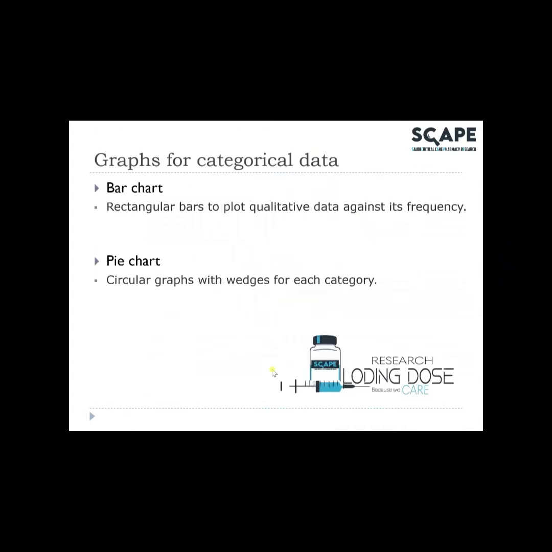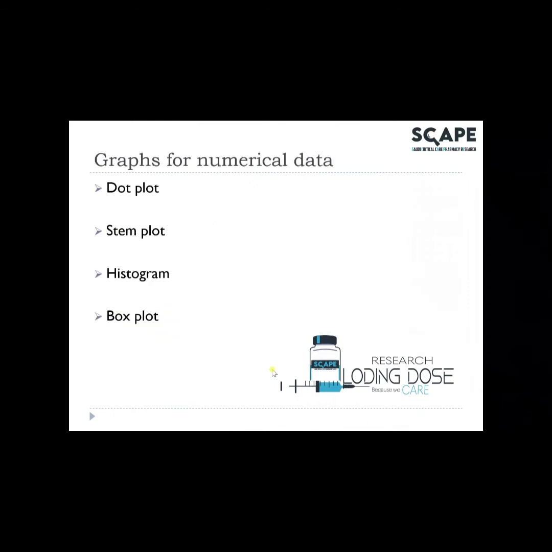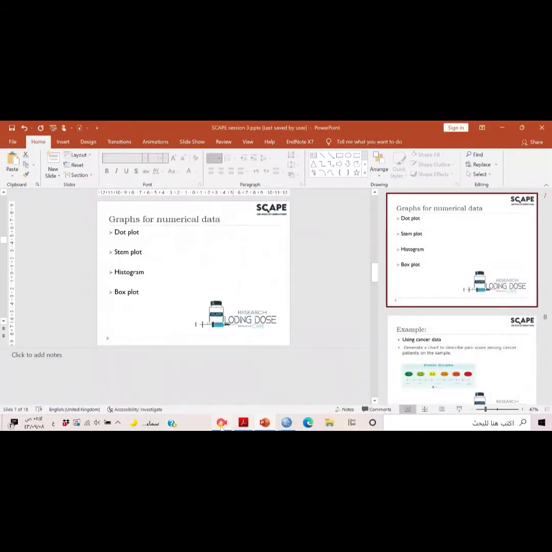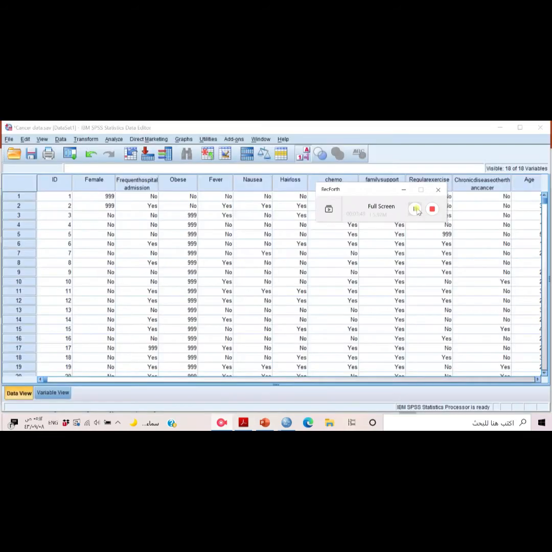Now let us see which graphs can be used for categorical data. We can use either the bar chart or pie chart, and for numerical we can use the dot plot, stem plot, histogram, and box plot. How can we generate the graph using SPSS? We will see now.